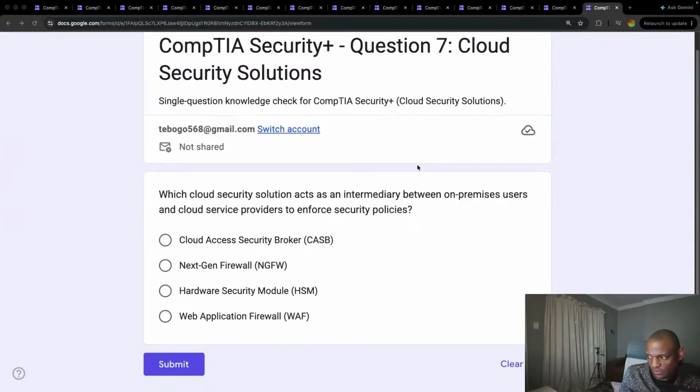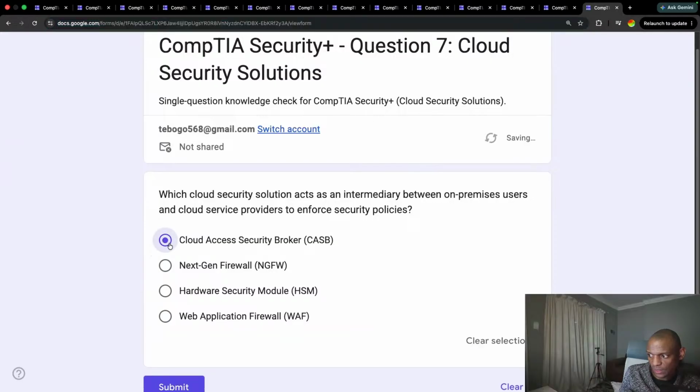Now, the correct option for this question here is the first one, Cloud Access Security Broker.